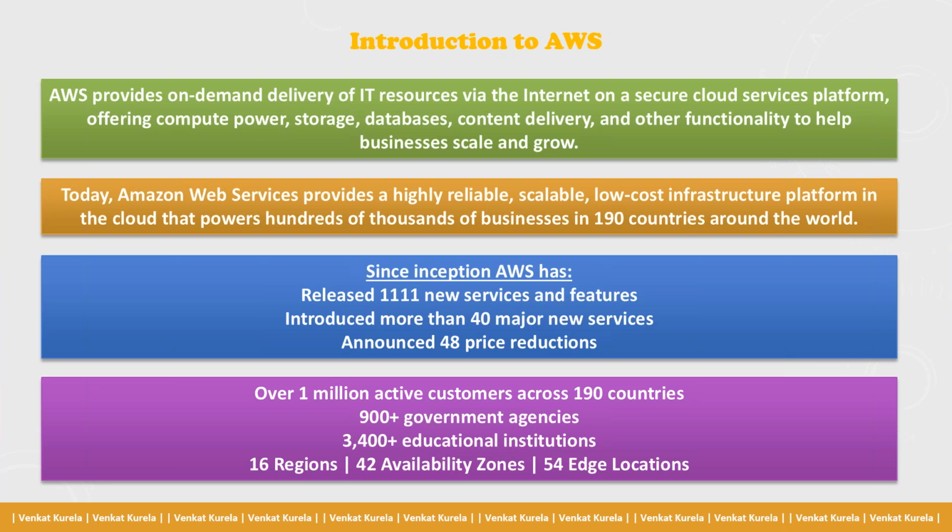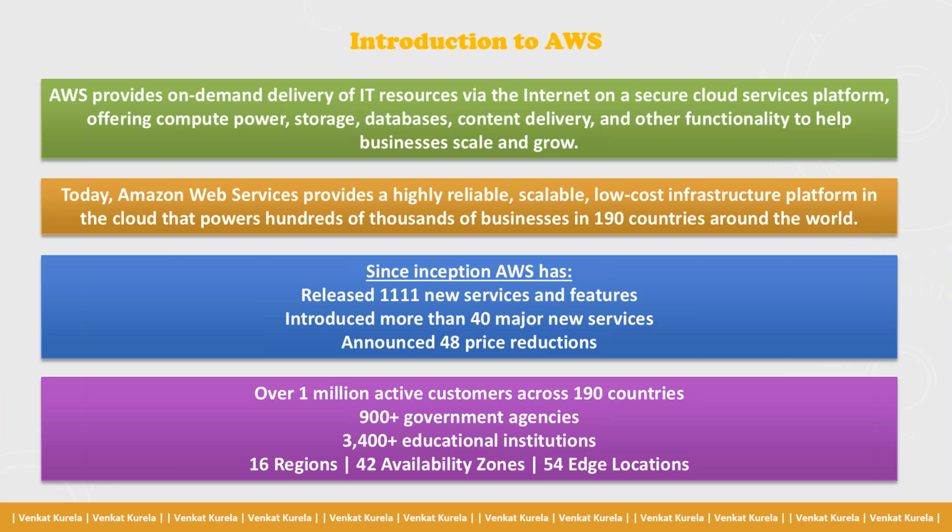Today, their data centers are spread across 16 regions, meaning 16 different locations on the globe, 42 data centers, and 54 edge locations. If you are working for any company, you may have one or two data centers at max, but Amazon has 42 data centers, and there are a few more to come next year. 42 data centers, and that too in 16 different locations on the globe, not just in one country. They have their data centers in 16 different locations.